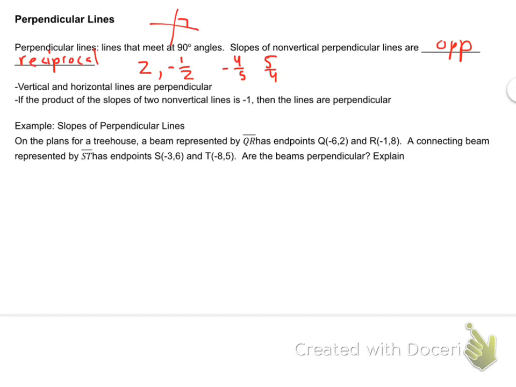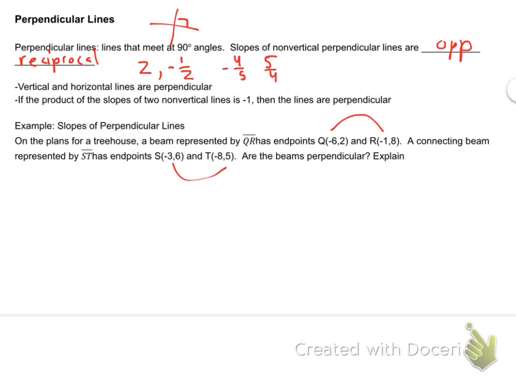So in this particular case, it says that in plans for a treehouse, a beam represented by QR has endpoints at Q and R. A connecting beam represents ST, has endpoints at S and T. Are the beams perpendicular? So if you think about it, I need to take these 2 points and these 2 points and find. So what we're going to do is just find QR slope and ST slope. If they're the same, they'll be parallel. If they are opposite reciprocals, then they're perpendicular. And if it's anything in between, then they're just neither. They could be some form of lines that eventually could cross, or not cross.